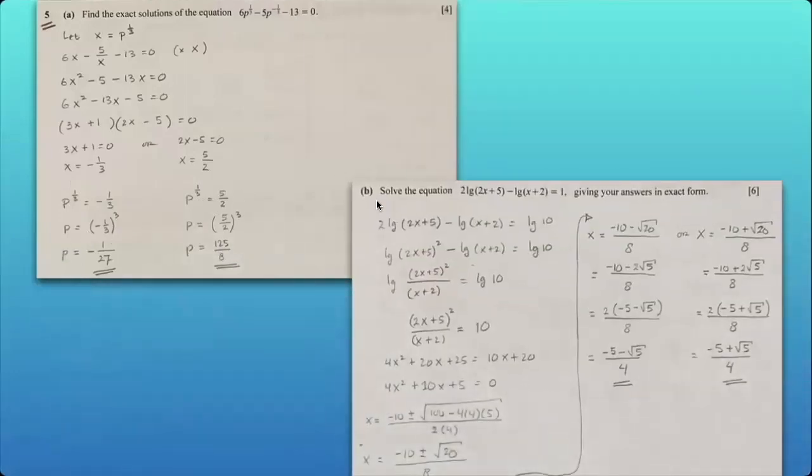Next, part B. Solve the equation lg(2x + 5) - lg(x + 2) = 1, where lg means log base 10, giving your answer in exact form, no decimals. Let's rewrite this given equation, having log on both sides. So 1 is equal to log 10.